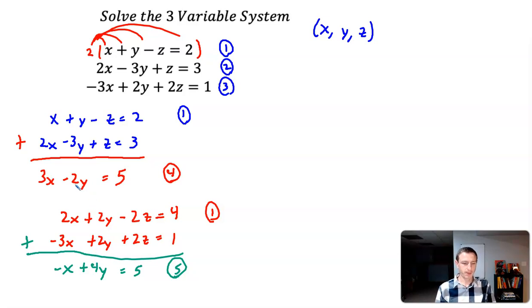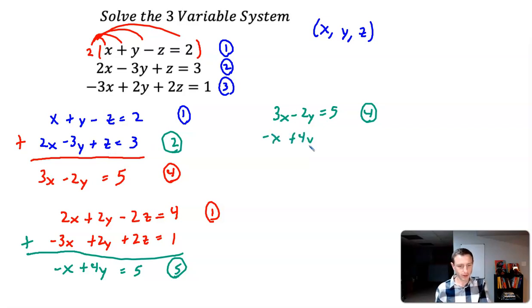So look what happens. I have an equation with x and y, equation 4 I've created. I have an equation with x and y, equation 5. Now we could just work off of a two-variable system, and we could solve this system using any method that we want. So I'm going to create a new system of equations using equations 4 and 5. Equation 4 was 3x minus 2y equals 5. And then take equation 5, negative x plus 4y equals 5.